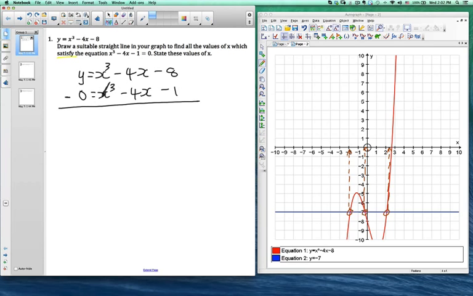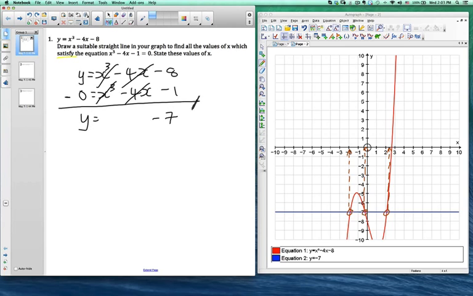Over here I minus y minus 0, I get y. Then x cubed minus x cubed, I get 0. Minus 4x minus negative 4x is plus 4x, and negative 4x plus 4x gives 0. Then negative 8 minus negative 1 becomes negative 8 plus 1, so it's negative 7.